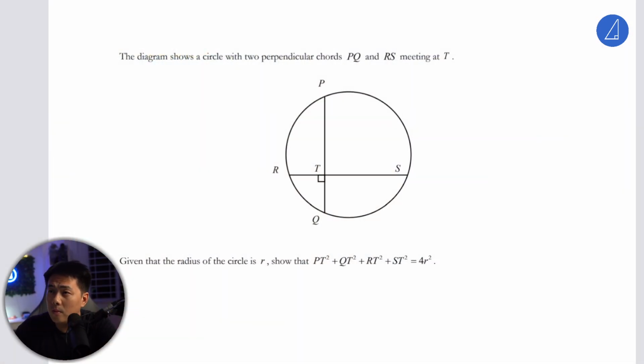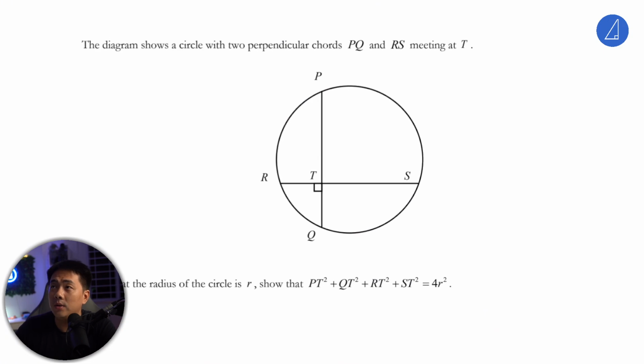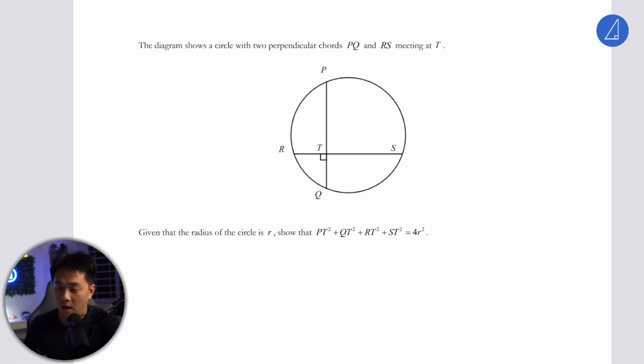Hi, students. Let's look at this question, which is on proof of plane geometry. Let's see how we can do this proficiently. The diagram below shows a circle with two perpendicular chords PQ and RS meeting at T. Given that the radius of the circle is R, show that PT² plus QT² plus RT² plus ST² is 4R².